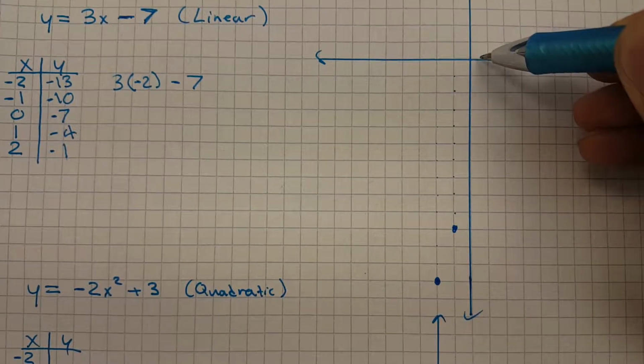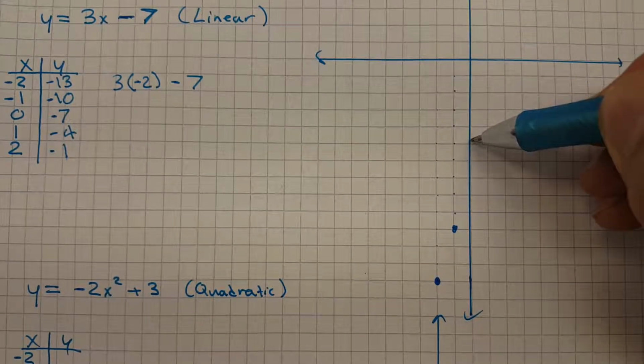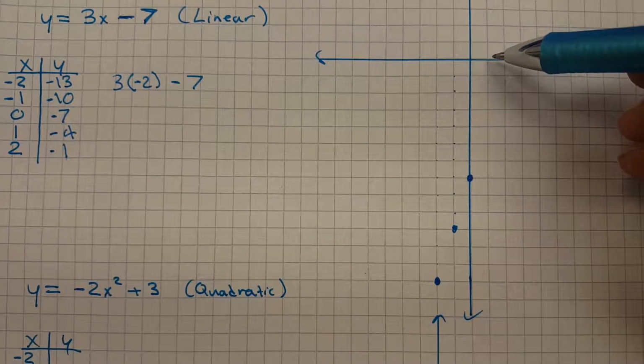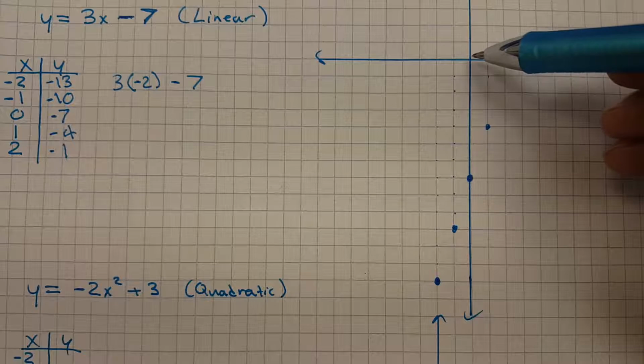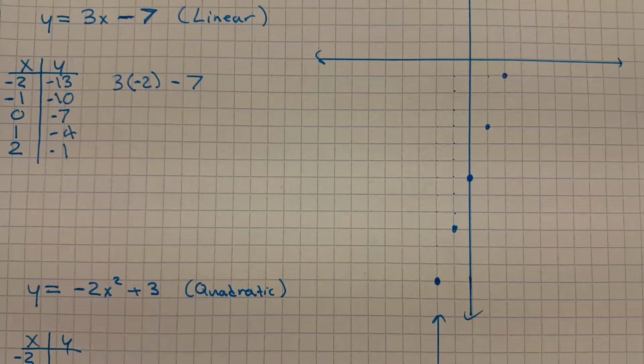Oof. 0, -7. 0, don't move. 1, 2, 3, 4, 5, 6, 7. 1 and -4. 1, 2, 3, 4. Here we go. We're a little closer to home base here. 2, and then -1. Okay, we got them. There we go. There's our coordinate points.